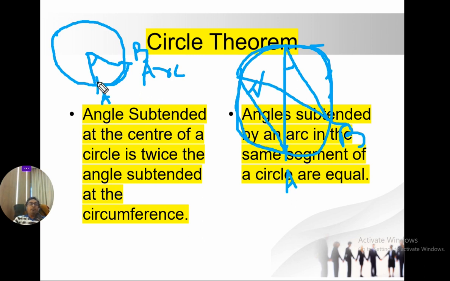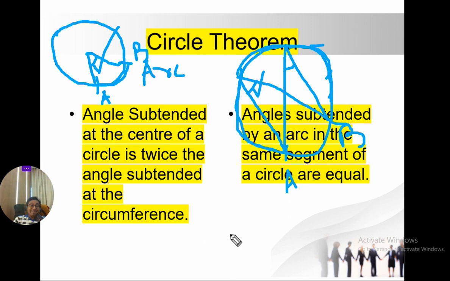Has the first part been understood? What has happened? The arc is subtending an angle at the center. Then the same arc is subtending angles on the circumference. So two factors. Now what will be the relation between them? Meaning this angle and these angles.